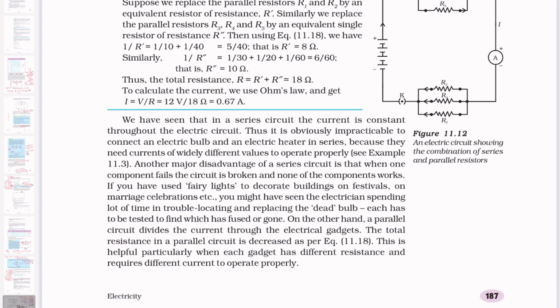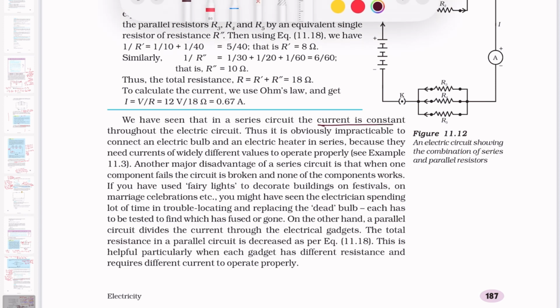If you look at it, when the current is constant and you connect your electric bulb and the electric heater in series, what happens? Suppose they are working on different currents, then we can't put them in a series connection. Second, when one component fails, then the other components also will not work.